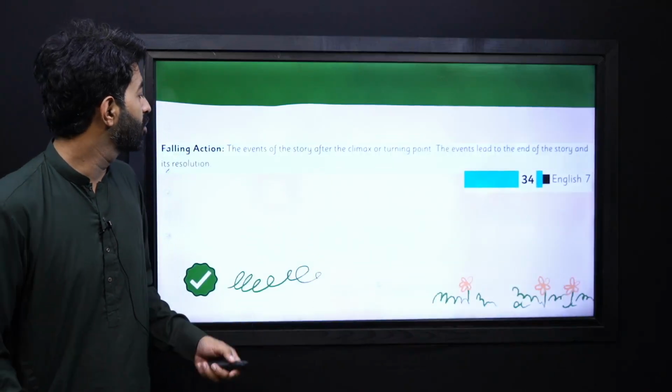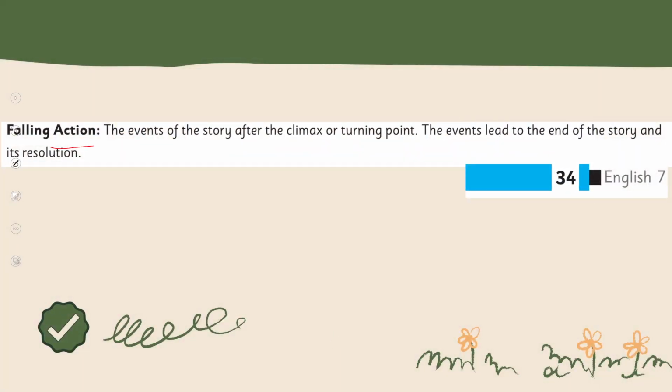Now, let's talk about the falling action. The events of the story after the climax or turning point, all the actions or the events after the climax, are the falling action. The events lead to the end of the story and its resolution.